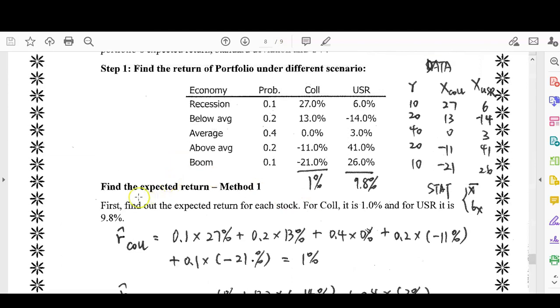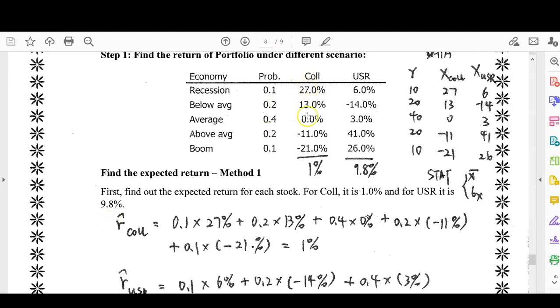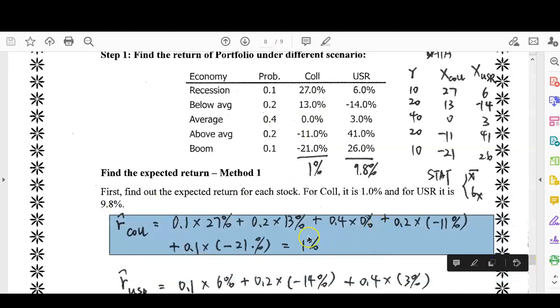The first method is to find the expected return for each stock first. Okay, for collectible, it is 1%, and for US rubber, it is 9.8%. Okay, and we can find expected return for each stock by using the 5 probabilities multiplied by the 5 returns in each economy scenario. Okay, for collectibles, we use 0.1 multiplied by 27% plus 0.2 multiplied by 13%, 0.4 multiplied by 0%. Okay, do it 5 times as listed here in this equation. We can get this expected return for collectibles as 1%.